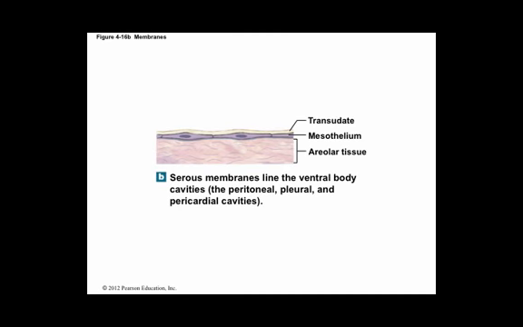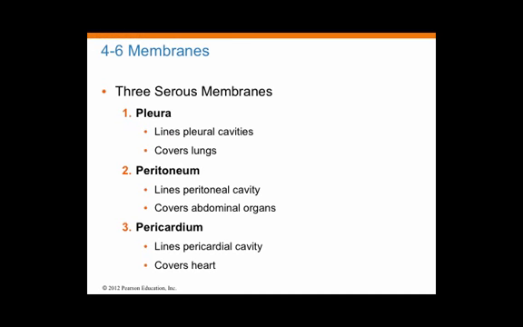The serous membranes consist of simple squamous epithelium supported by a layer of connective tissue, areolar. These moist membranes line the closed internal divisions of the ventral body cavity. The 3 types of serous membranes are the pleura, the peritoneum, and the pericardium. The pleura lines the pleural cavities and covers the lungs. The peritoneum lines the peritoneal cavity and covers the abdominal organs. And the pericardium lines the pericardial cavity and covers the heart.